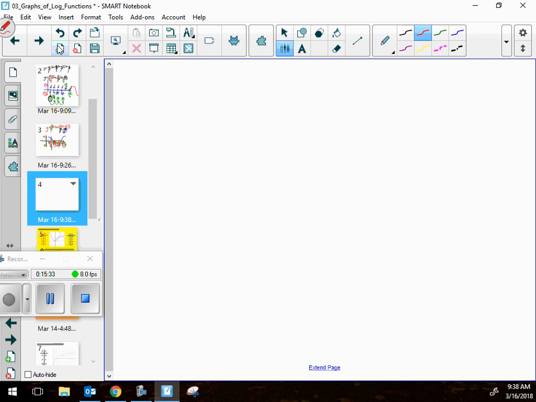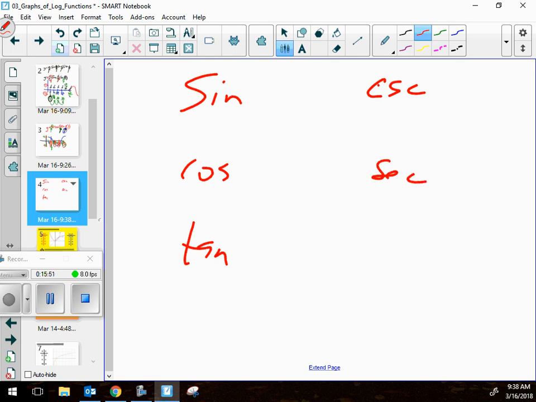And remember how they all have sister functions? Sine goes with cosecant. Remember that list? Let's do it again. Sine, cosine, tangent. And then to the right of sine, leave some room here because we're going to make sketches. Cosecant, secant, and cotangent. I am going to sketch for you the rest of them.